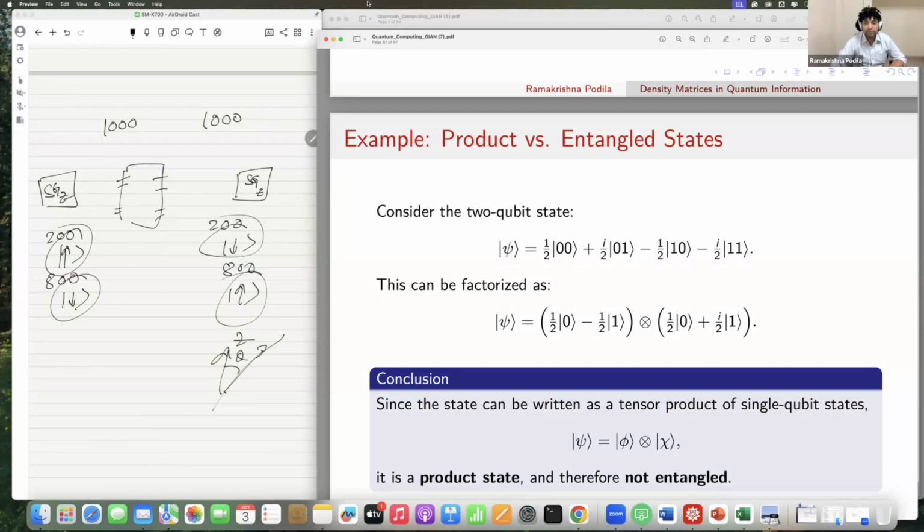Okay, you are not able to see the mouse cursor, I guess. Are you able to see my cursor?